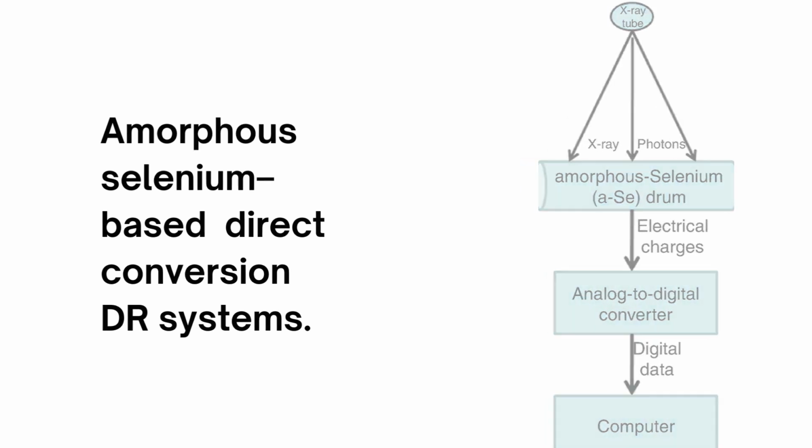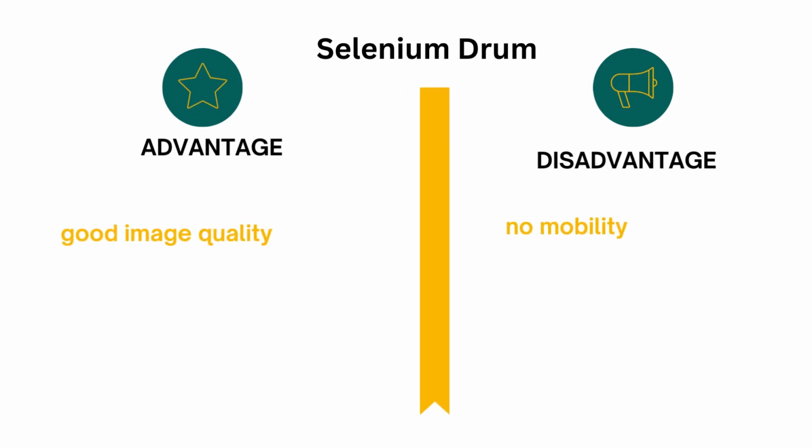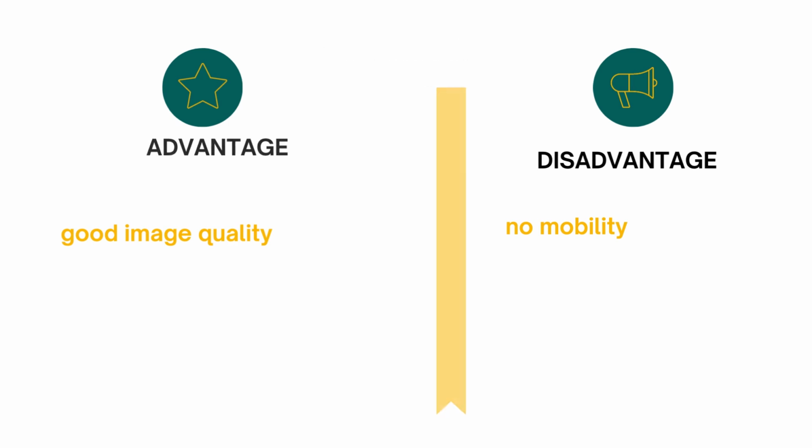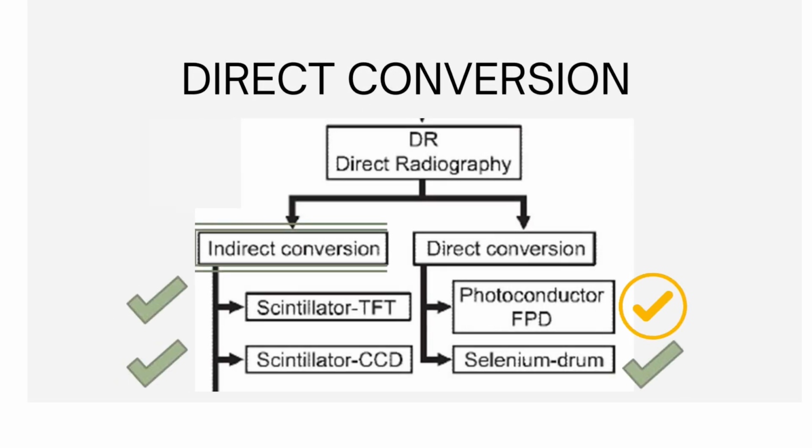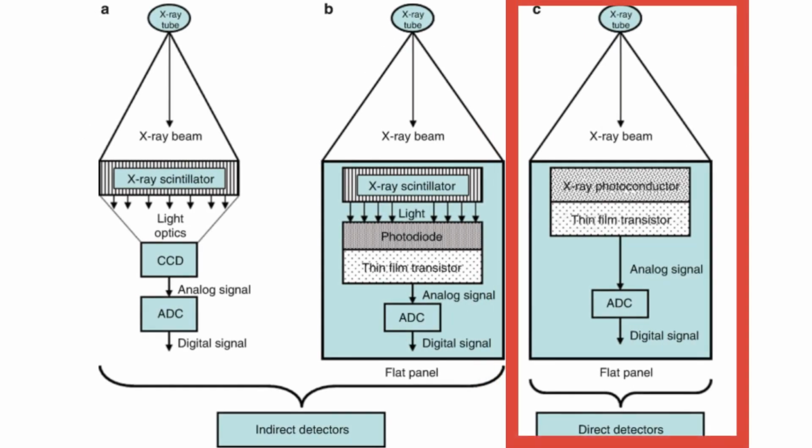Several clinical studies have confirmed that selenium drum detectors provide good image quality that is superior to that provided by screen film or CR systems. However, because of their mechanical design, selenium drum detectors are dedicated thorax stand systems with no mobility at all. A newer generation of direct conversion DR systems makes use of selenium-based flat panel detectors.